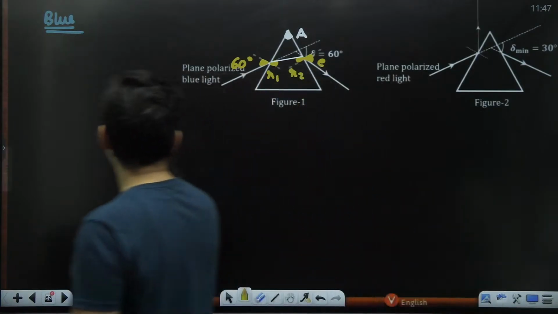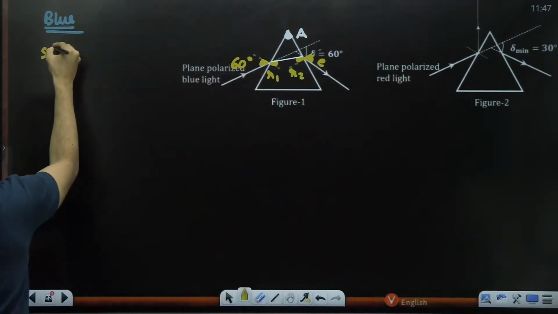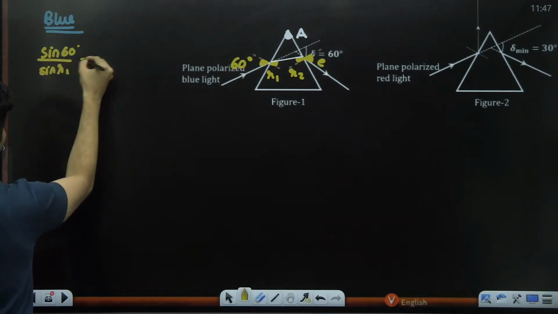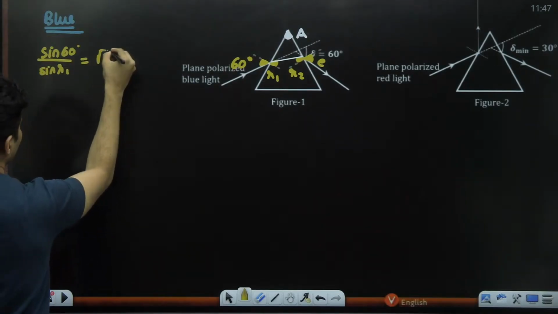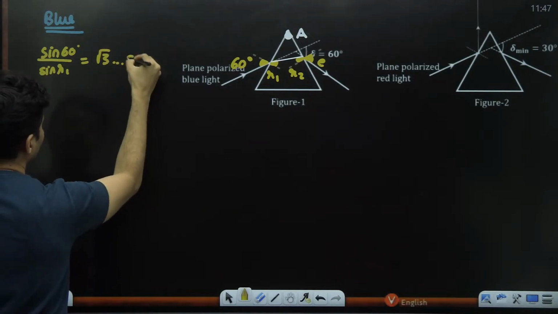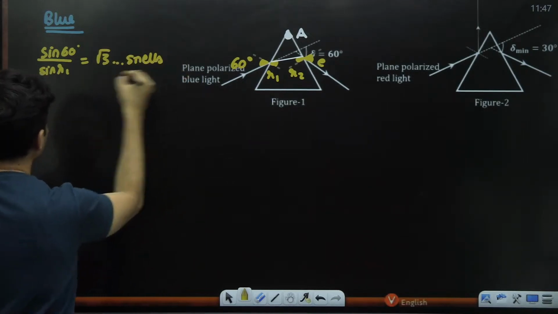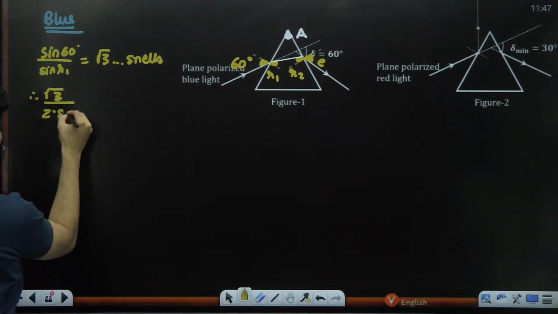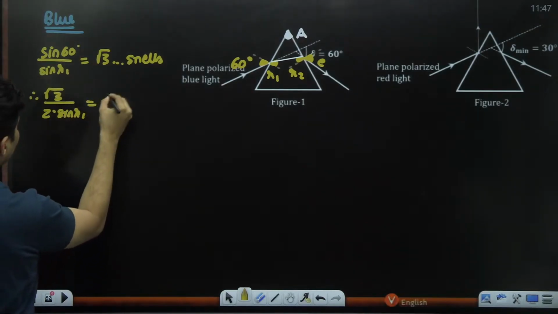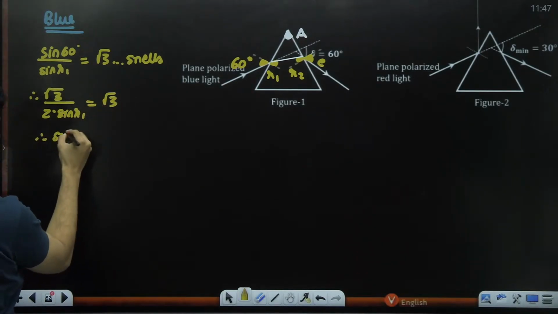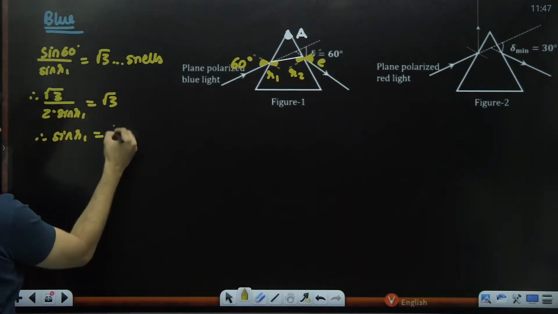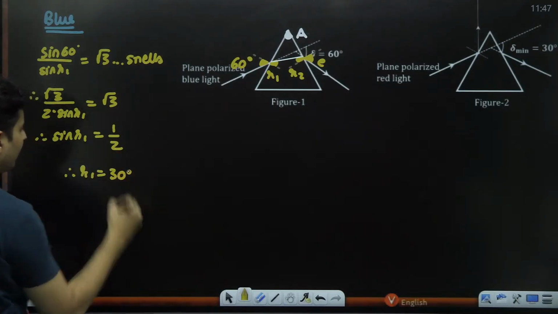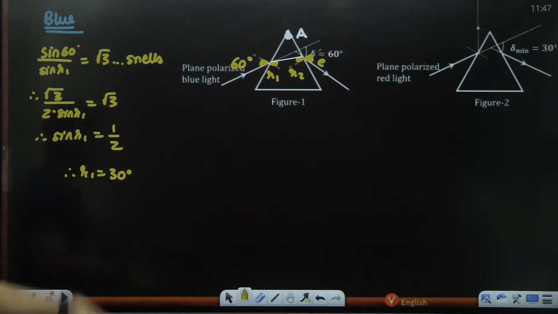First of all, over here, sine of 60 by sine of R1 is the refractive index, which is root 3. This is your Snell's law. So sine 60 is root 3 by 2, divided by sine of R1, is root 3. Root 3 cancels. So sine of R1 is basically half. Therefore, R1 is basically 30 degrees.